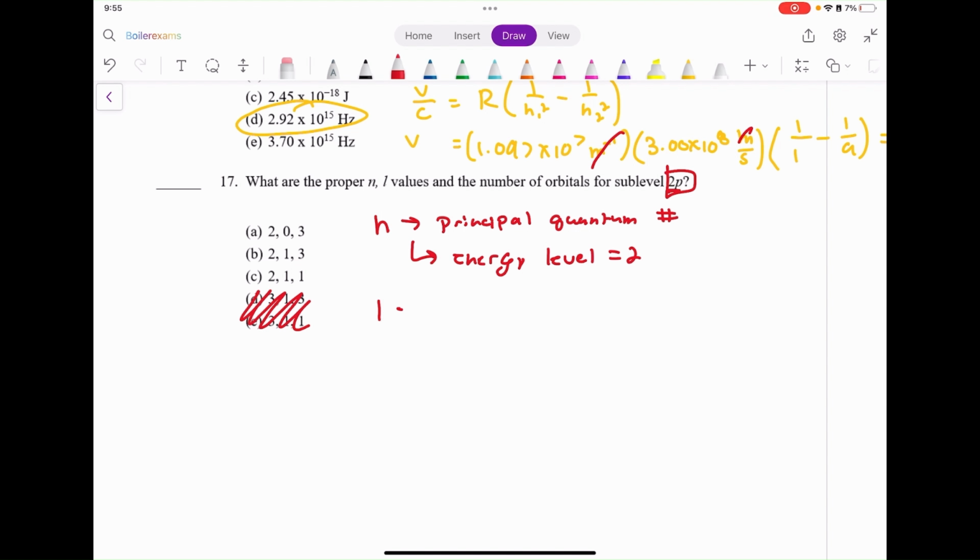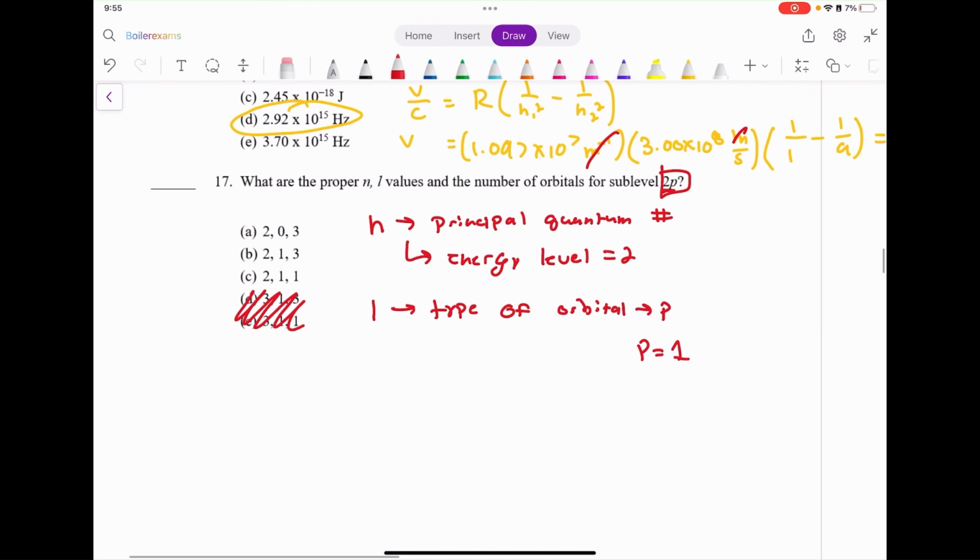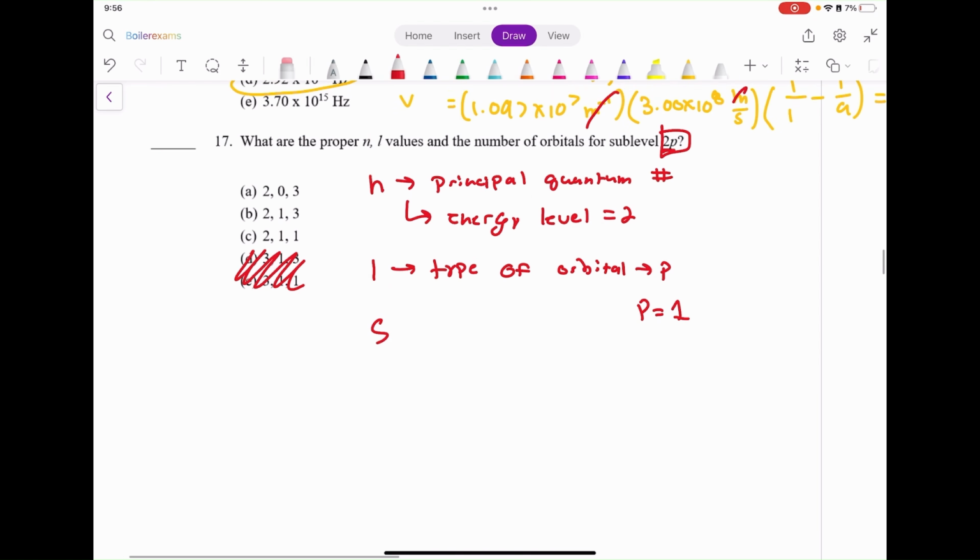Okay, l is the type of orbital, and our type of orbital is that we are a p, and p is equal to 1, because I know it kind of goes in descending order. So we know s is the first one that's filled up, and then p, and then d, and then f, and they start at 0, and then you just count up. So as long as I know s starts at 0, p's filled up next, so it makes sense to call it the 1. So not A. So I know it's 2 comma 1.